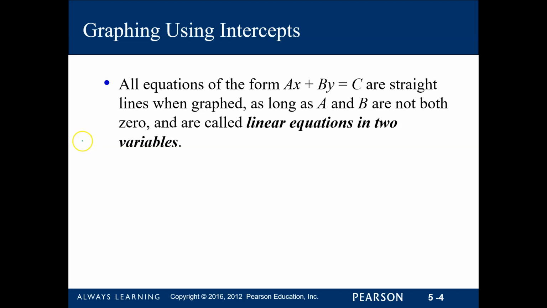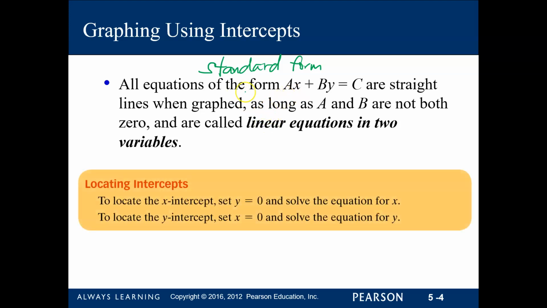So when we have linear equations, the most typical form that we have is what we call the standard form. That is when you have ax plus by equals c. This is a linear equation in two variables. In the standard form, you will notice that both x and y with their coefficients are on one side of the equation, while the constant is on the other side. So this is what you call the standard form of the linear equation.